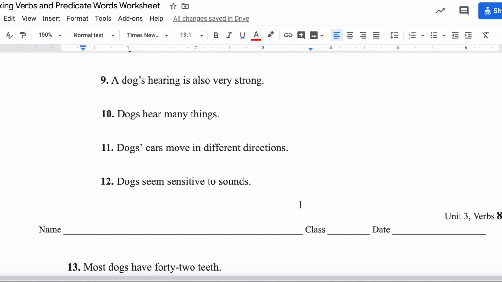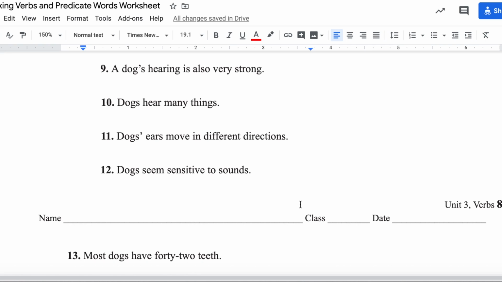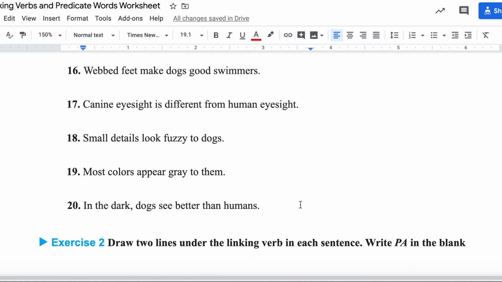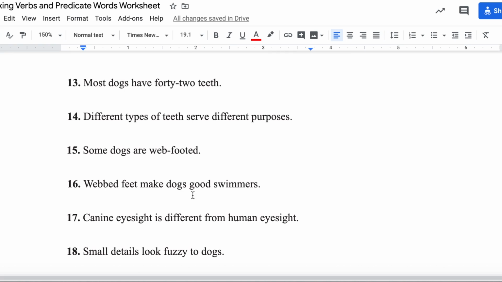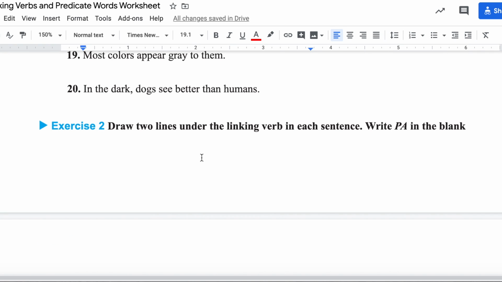Go ahead and finish the rest of these. Look at the answer key and grade your answers. And when you're done, we're going to move on to exercise number 2, okay? I'm just going to go on to exercise number 2 right now because I'm recording. But I want you to go over these first before we move on to exercise 2.